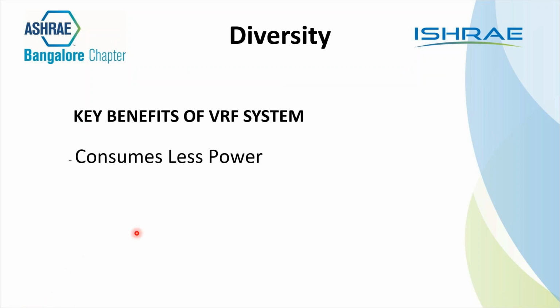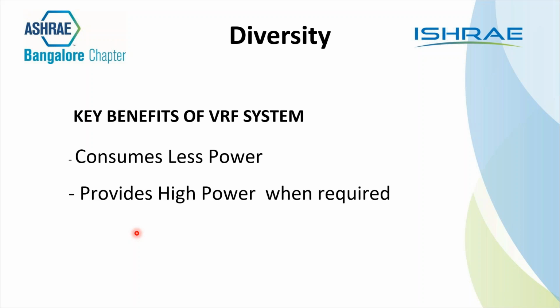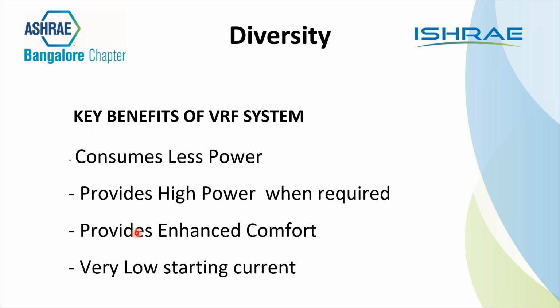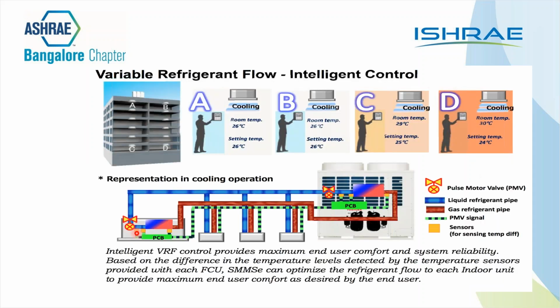The key benefits of the system when you are using diversity: it consumes less power. I have explained this by explaining the formula P is equal to VI. Then it provides high power when required, provides enhanced comfort, and has very low starting current. Generally, most of the brands start with 1 ampere starting current. They are all soft starters. That means there is no surge on your DG, and you don't need a higher power. So these are the key benefits while considering diversity.